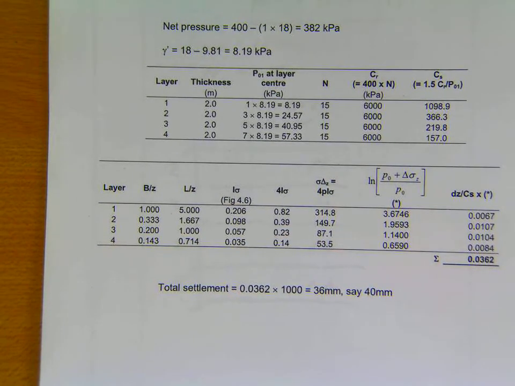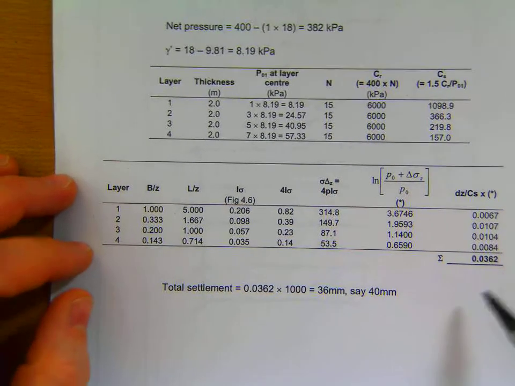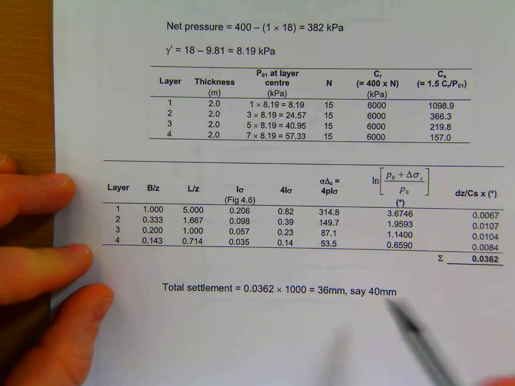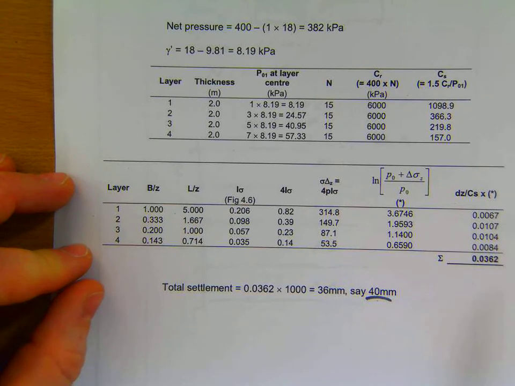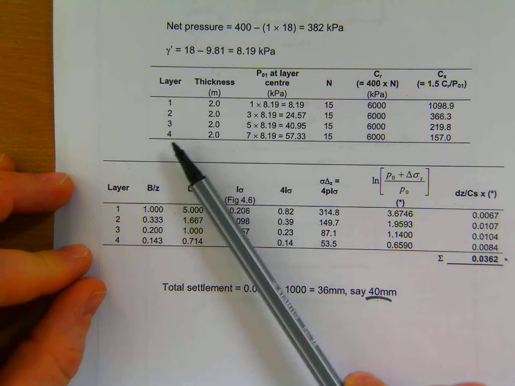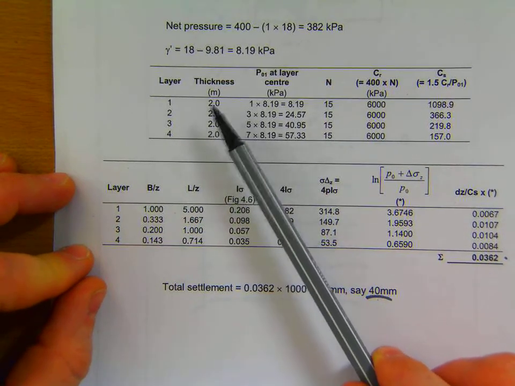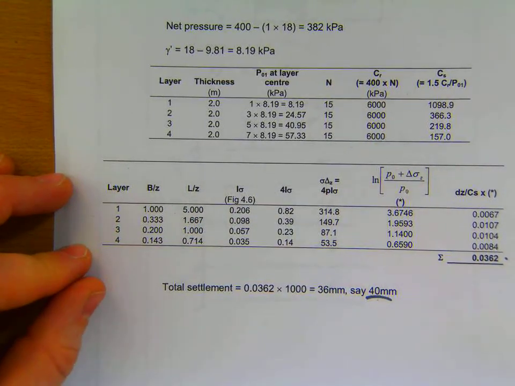So we can see the end. We can see the answer: 40 millimeters, or 36.2 millimeters to be precise. But how do we get to here from the beginning of the problem? Just talking it through a little bit, we can see that there are these 4 layers, each one of which is 2 meters thick. So hopefully you can see that.